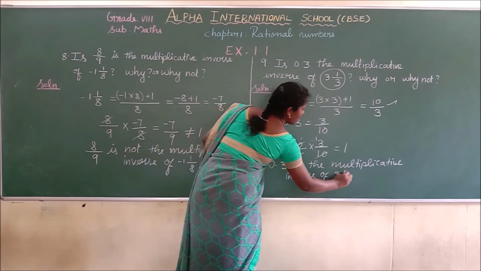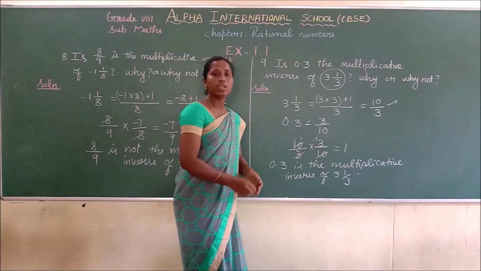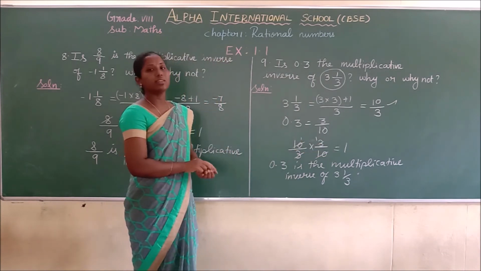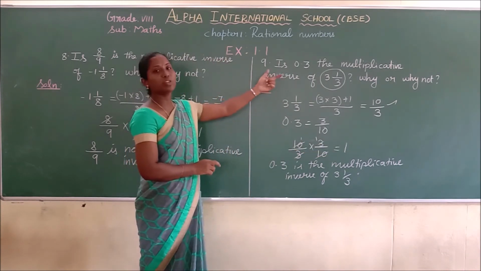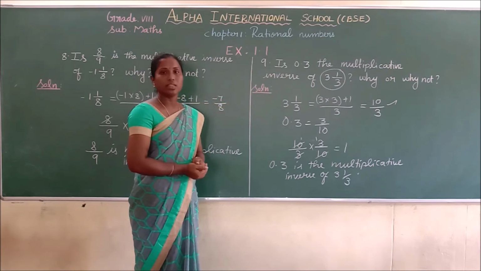0.3 is the multiplicative inverse of 3, 1 by 3. Because we checked that the product gives the result 1, they are multiplicative inverses of each other. In other words, in the form of the question, we can say that 0.3 is the multiplicative inverse of 3, 1 by 3.